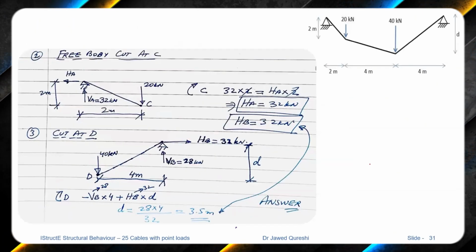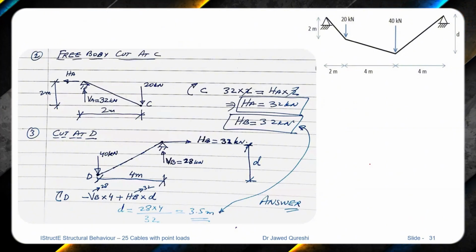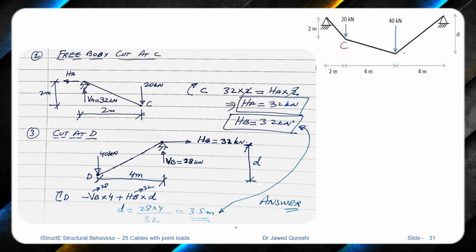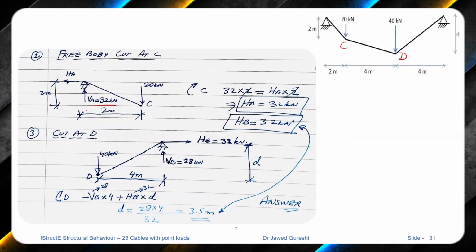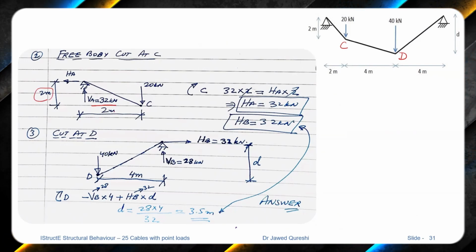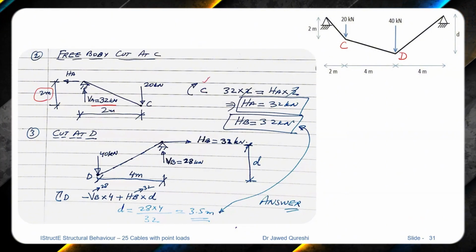Once I've got reactions, then I will draw a free body diagram at point C. So we have 20 kilonewton. I call this point C and I call this point D. So free body cut at C, it will give me this value. I have reaction VA as 32 and I have the dip as 2 meters. HA, the summation of moments at C equal to 0.